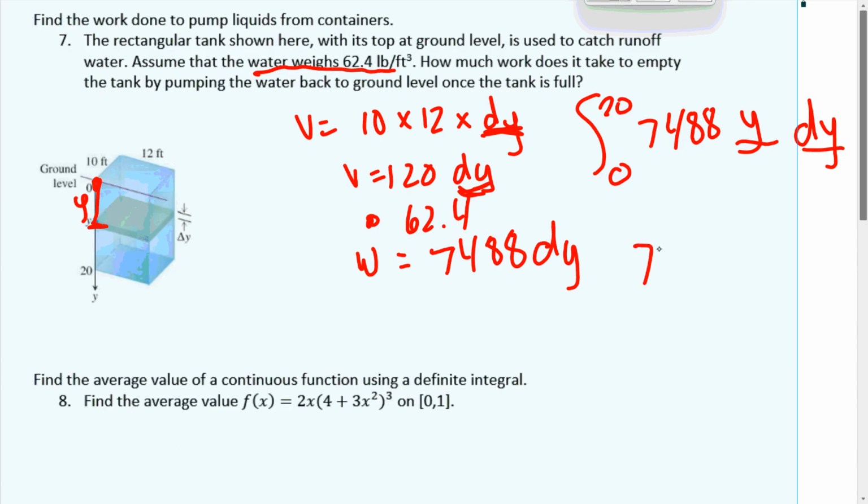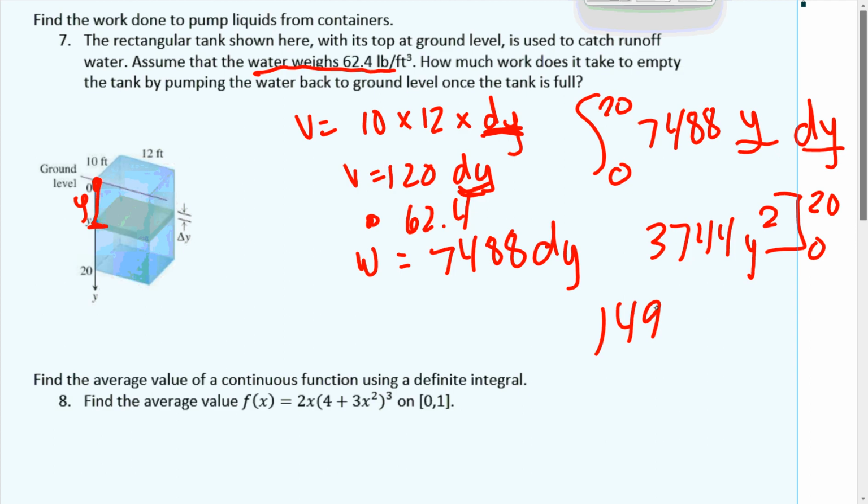So I use the power rule, which means dividing by 2, so 3744 y squared from 0 to 20. So I plug that in and I get 1,497,600, sorry, 1,497,097.6. And that would be in pounds and feet, so that'd be foot-pounds. There you go. All right, so I'll stop the video here. Sorry about that. I will put together another video for the rest.